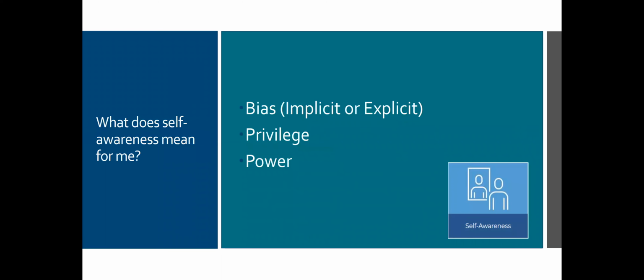And so, in one of the first objectives, we talk about what does self awareness mean for me? So, on an individual level, these are the things that we begin to analyze within ourselves that impact how we not only show up to others, but how we react and respond to people that might be different from us. And so, as we think about these 3 issues, one being bias, which could be implicit, meaning unconscious, or bias that is outward and explicit.